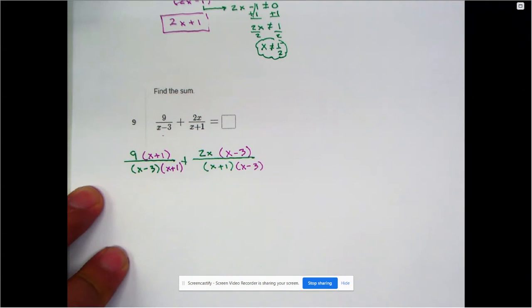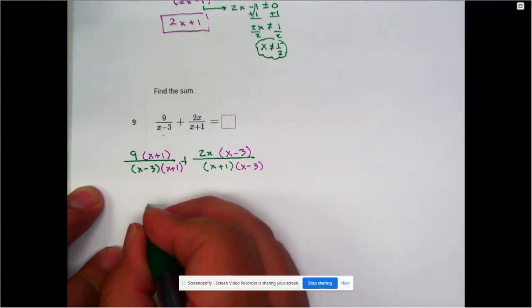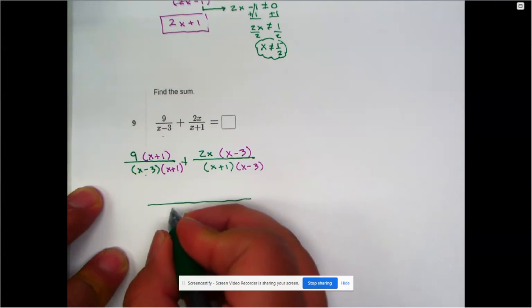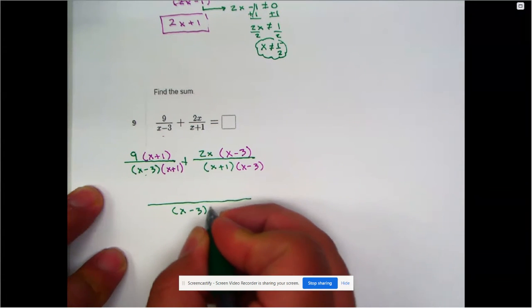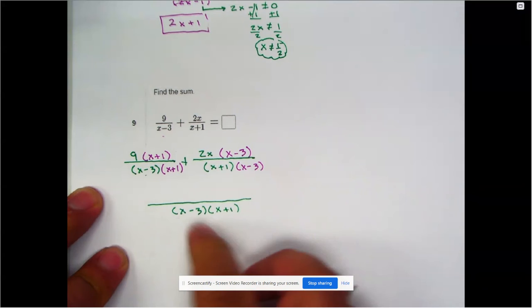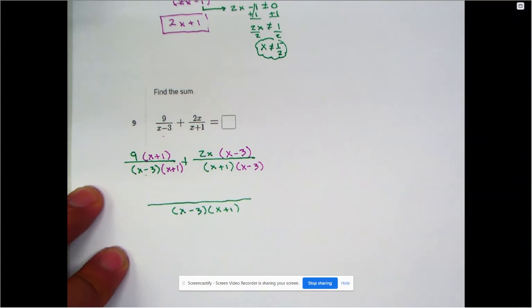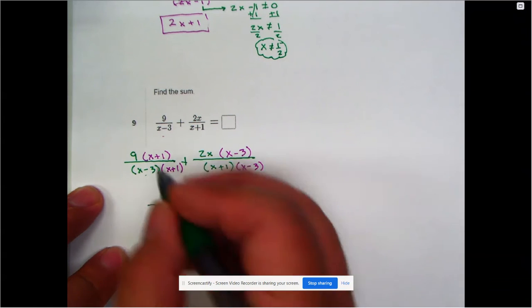And now this thing is finally ready to create a single fraction out of it, which is going to have the x minus 3 and the x plus 1. And if you're wondering, oh, do I multiply this? Don't. We want it in factored form. We want to see if something will cancel out eventually. But here's the rest of the work.